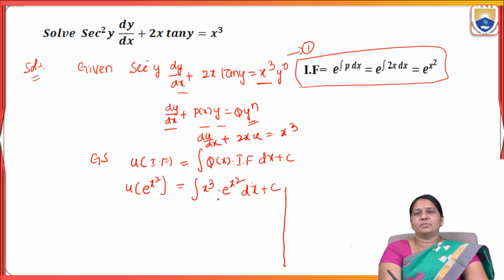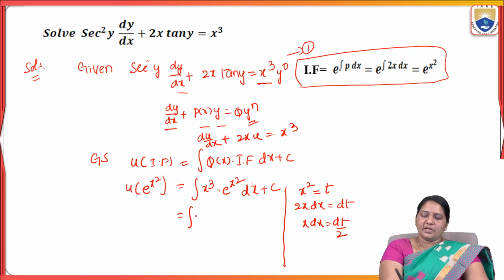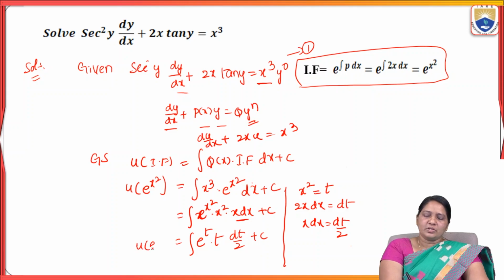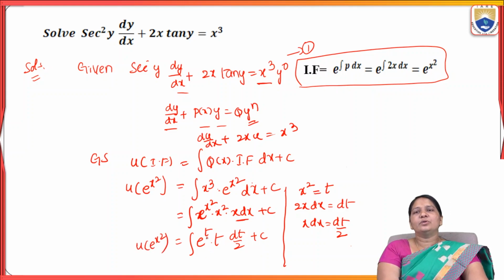So now I am using substitution method to integrate this function. I am taking here x square equal to t. So then 2x dx equal to dt. So x dx equal to dt by 2. So here integral, I am writing this one as x square e power x square into x dx plus c. So in place of x square, I need to replace the t value. So e power t, and here also t, and in place of x dx, I can replace dt by 2 plus c. Now I got the value here. U into e power x square equal to integral t into e power t dt by 2. So now I can solve this equation.